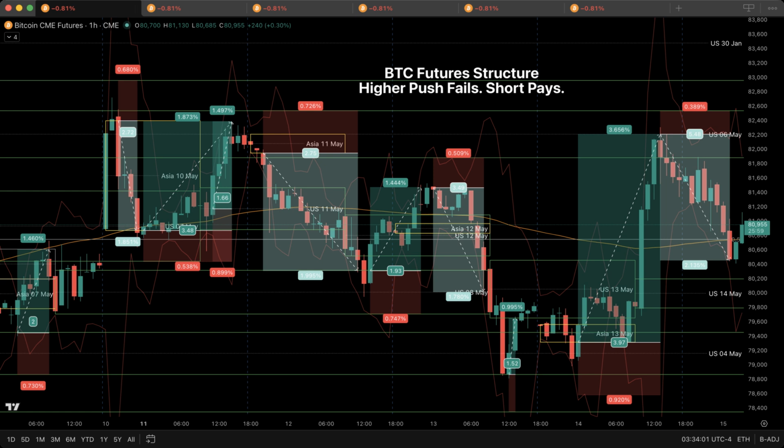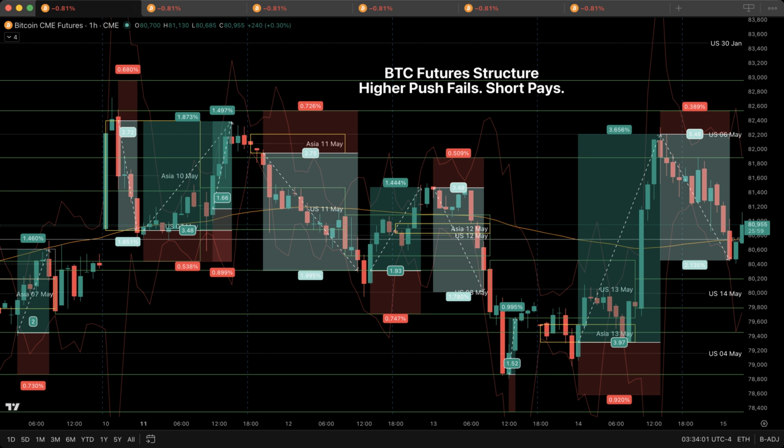From that midpoint area, price rises. It reclaims the upper boundary of May 13th U.S. session box. It keeps rising. It reclaims the upper boundary of May 12th U.S. session box. It keeps rising again. It reclaims the upper boundary of May 11th U.S. session box. It keeps rising again. It reclaims the lower boundary of May 6th U.S. session box. Then it reaches the midpoint of May 6th U.S. session box. That entire climb is impressive.